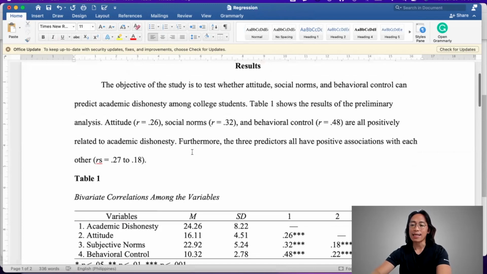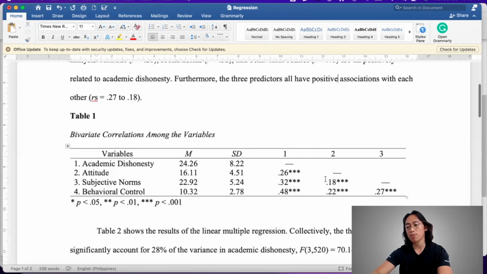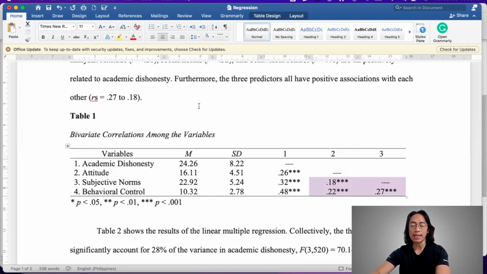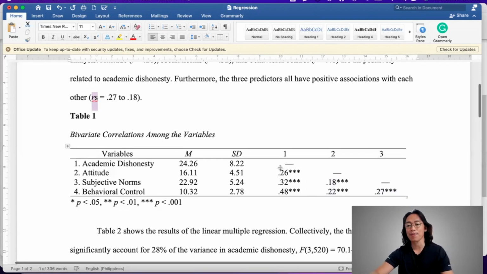All right. And then I said, furthermore, the three predictors all have positive associations with each other. I did not report the individual correlation coefficients, but I'm essentially reporting this. So I simply indicated the range. You will notice here 0.27 to 0.18, and you'll notice that instead of an r, I'm using rs, r's basically plural, referring to multiple Pearson r correlations.